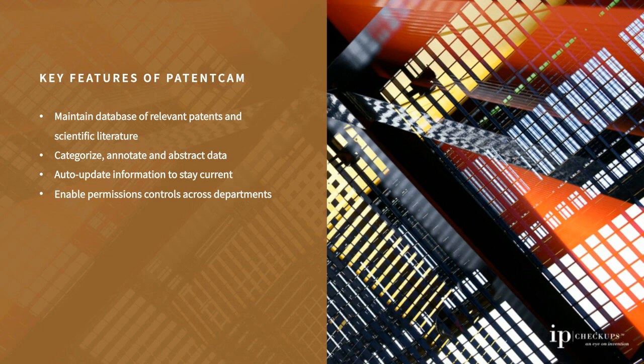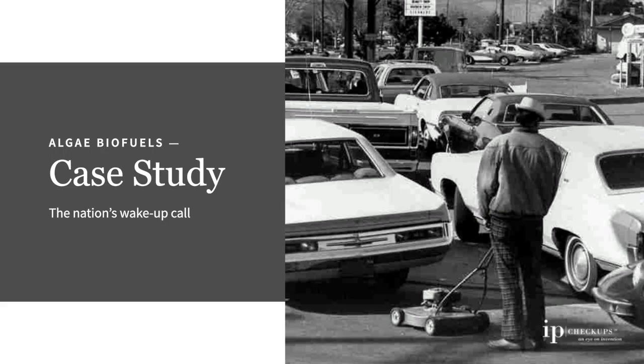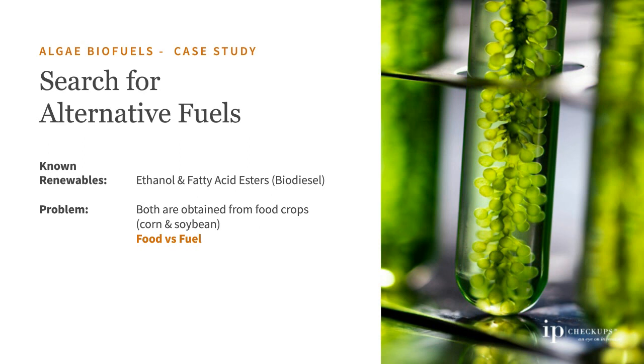In 1973, the United States experienced long gas lines due to an embargo of crude petroleum. That was a wake-up call for the need to replace petroleum products with alternative renewable fuels. Two biofuels that were already well known for use in transportation were ethanol and biodiesel. However, they both were produced from crops that were part of the food supply.